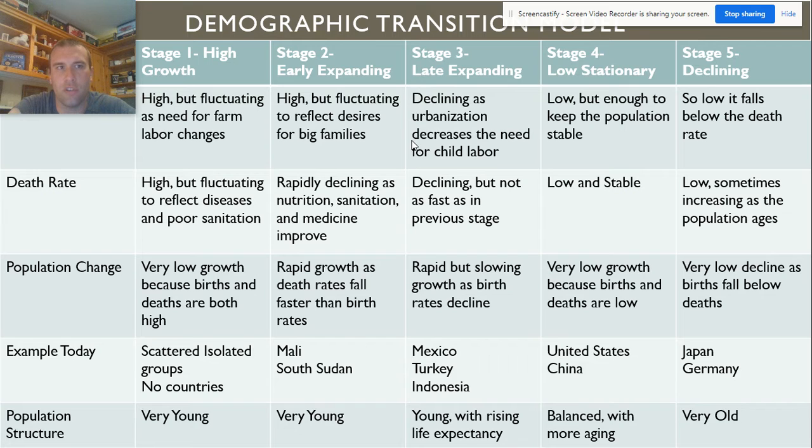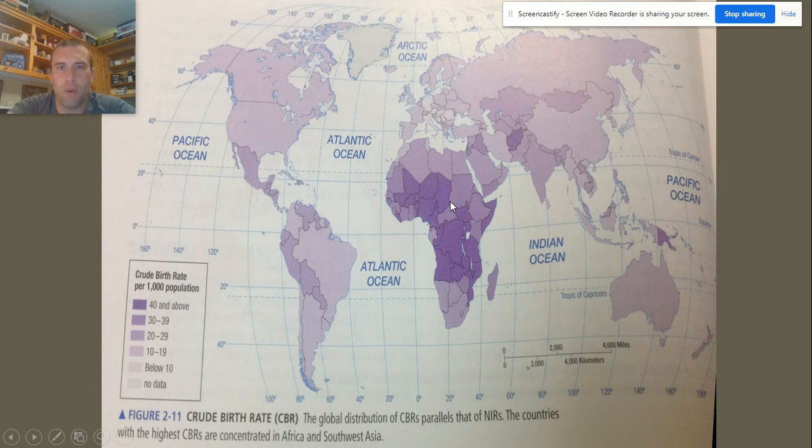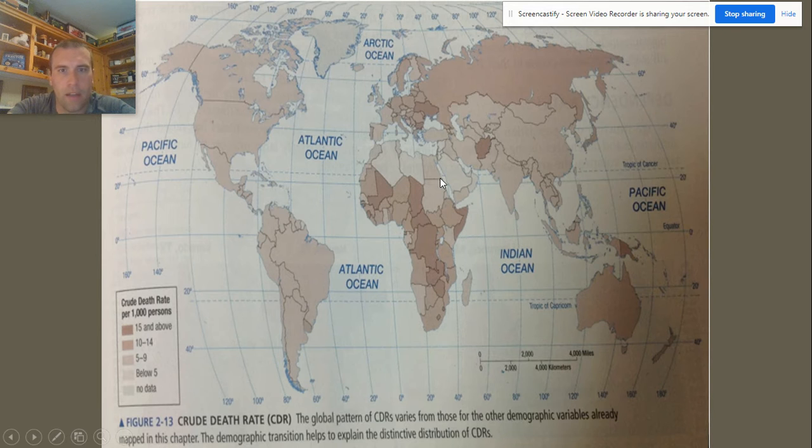More and more countries are entering into stage 3, and that is why the population of the world is growing slowly but surely. The population is still going up, but the growth rate is slowing down. And we have some countries in the world where the population is just flat out declining. So, where crude birth is really high, you're almost always going to be in stage 2, and the death rates aren't far behind.